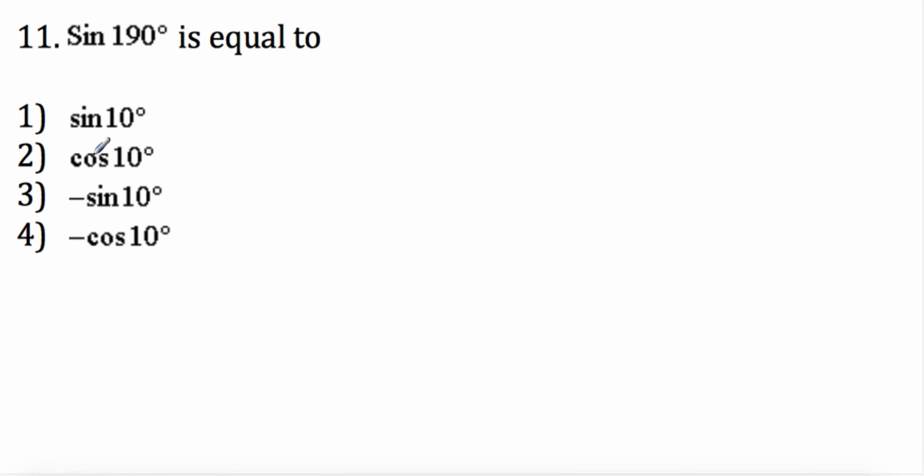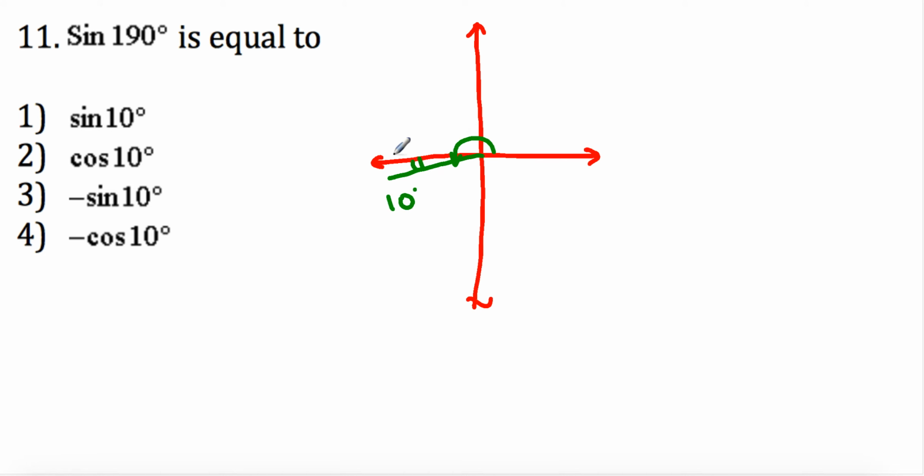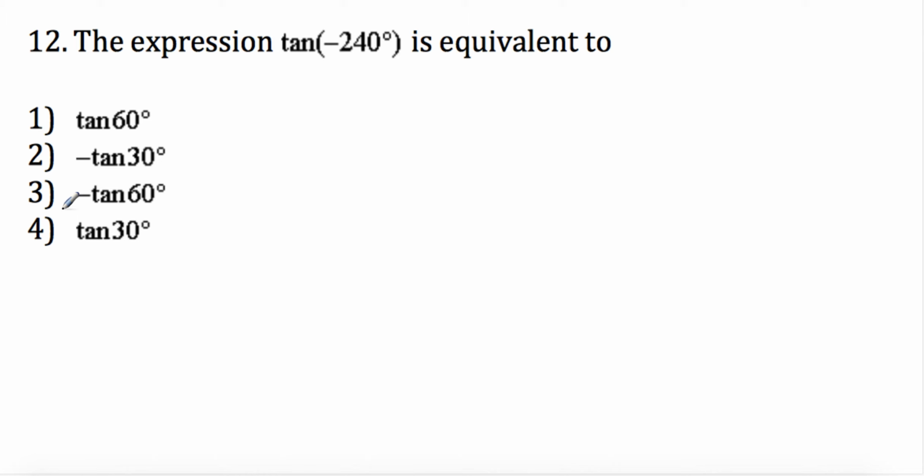All right, let's look at number 11. What is sine of 190 equal to? If I were to draw the coordinate planes right over here, 190 would have been a bit more than 180. But what is the reference angle? The reference angle would be 10 degrees because that's 10 degrees more than 180. But since it's on the third quadrant, we know the sine has to be negative. So negative sine of 10 degrees would have been our answer, choice 3. Number 12. How about tangent of negative 240?